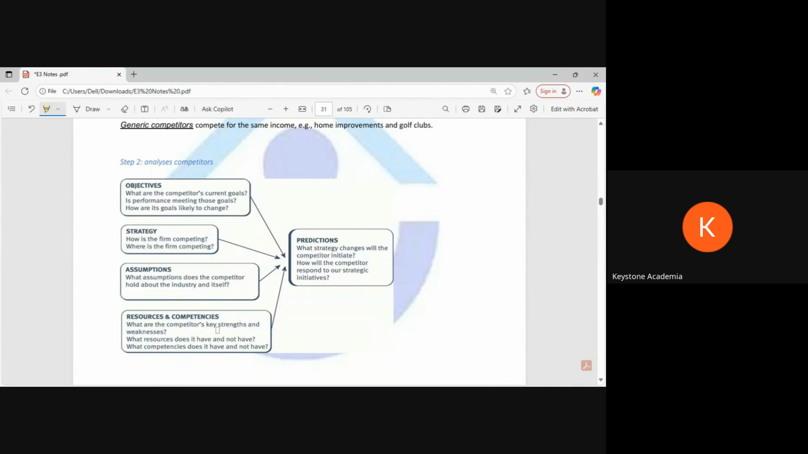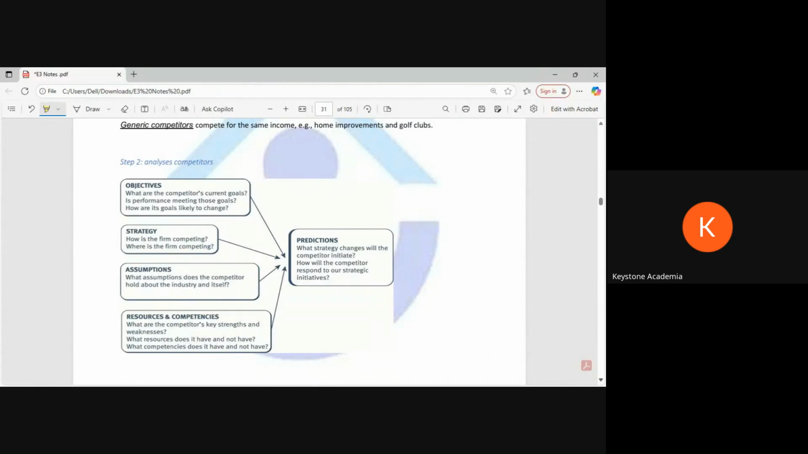What are the key strengths and weaknesses? Key strengths sometimes can be that they have parental support. They are part of a big conglomerate. Weakness can be that they are new to this business, new to this industry. So based on that, we can do some kind of prediction.